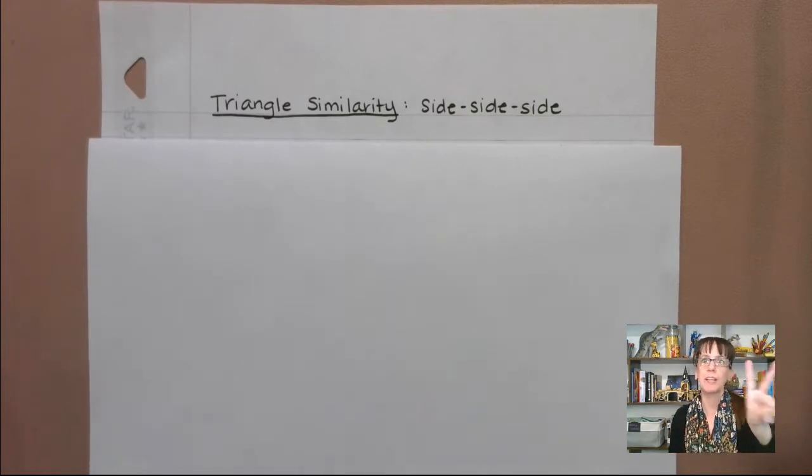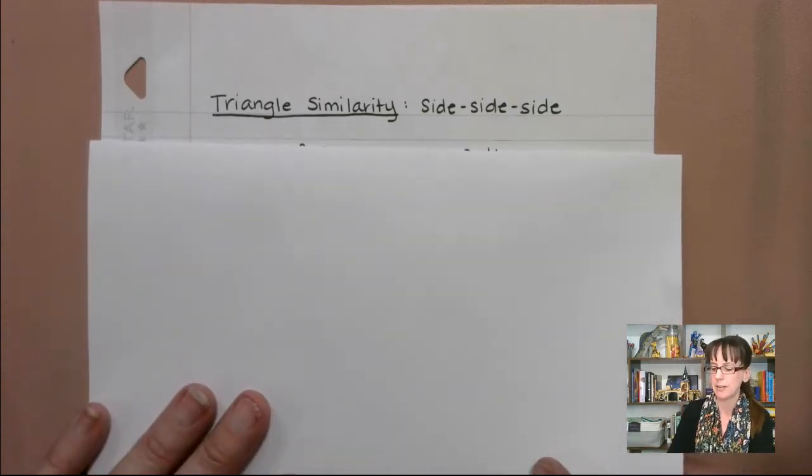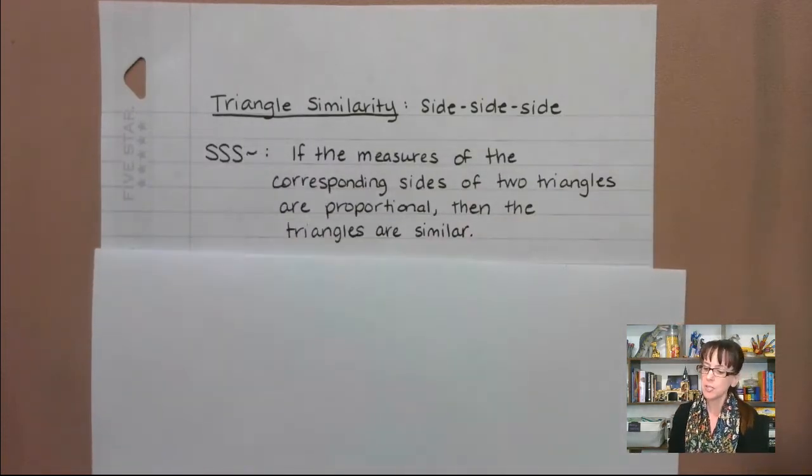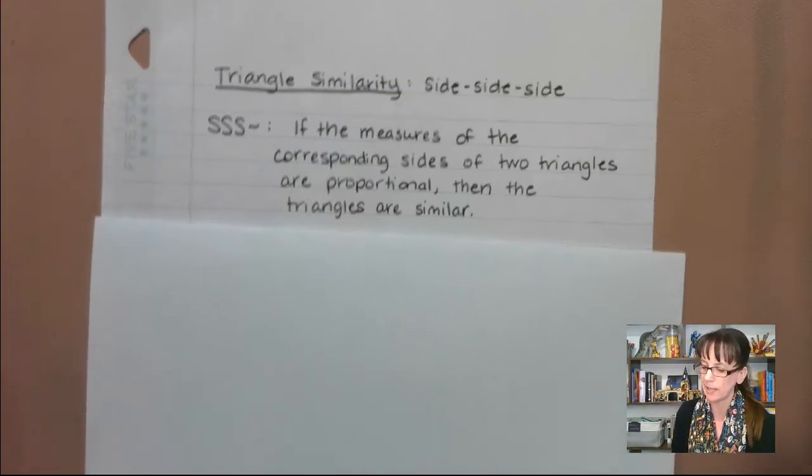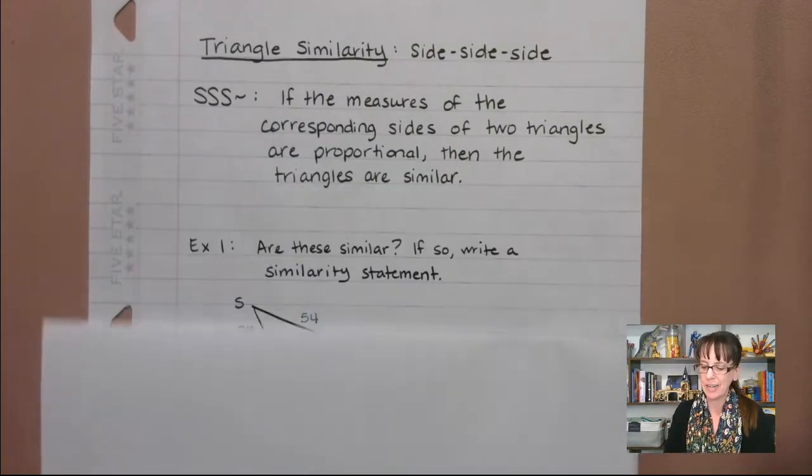So if we have two triangles and all three of their sides are proportional to all three sides of another triangle, then those triangles are similar. Grab your notebook and make sure you write down your definition so you have it. If the measures of the corresponding sides of two triangles are proportional, then those triangles are similar. So that's a formal way of saying what I was explaining. Okay, so let's take a look at how that works.